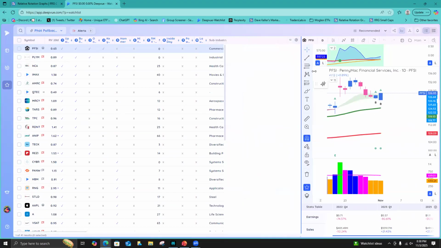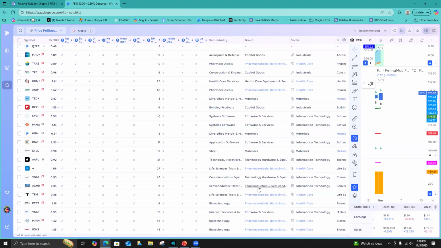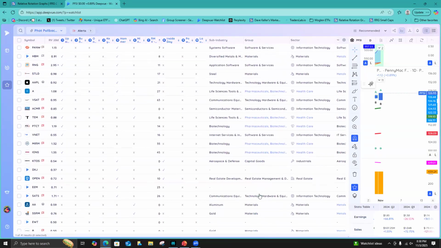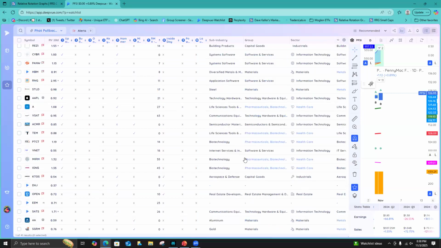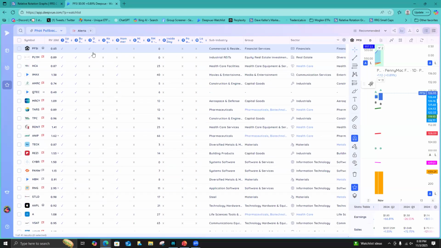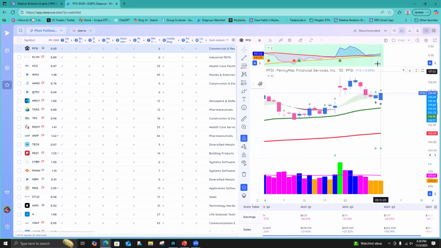In terms of financial services, let's see if there's even another one on here. Doubt it. No. Okay, so PFSI, there's something going on with it. Maybe I'll check it on Perplexity. There's something going on there showing definite relative strength. Look at that relative strength right there.